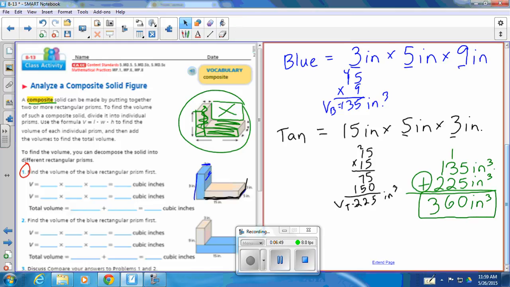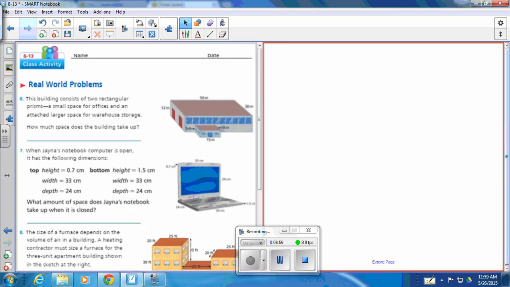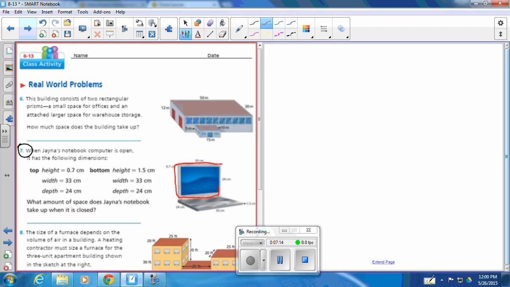Okay, so tonight and tomorrow night for the homework, you're going to have problems like this where it's going to ask you to break it apart. And then you're also going to have real world word problems. This one specifically is on there with the laptop, where it's saying, okay, these are all the measurements. What is it going to be if the laptop's closed? What space is it going to take up? So you'll have to take the screen part, find the volume of the screen, find the volume of the keyboard, and then add those together for the total volume. Okay? All right.